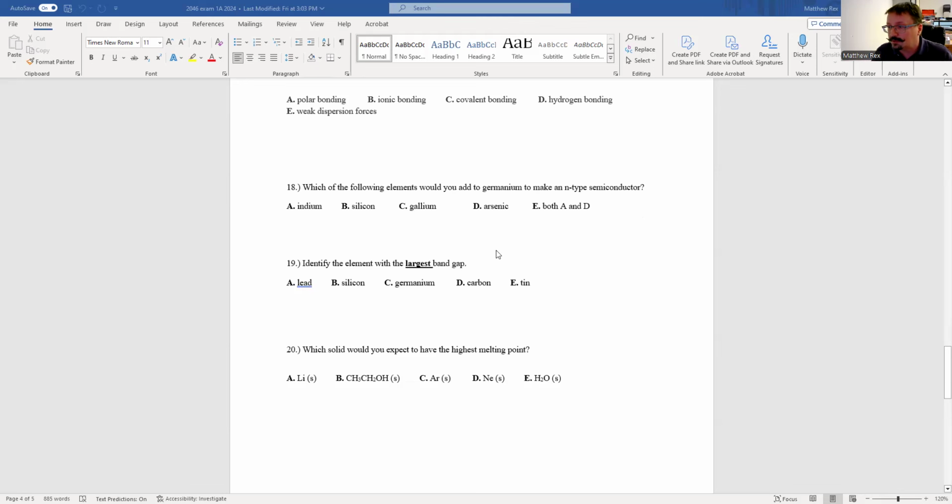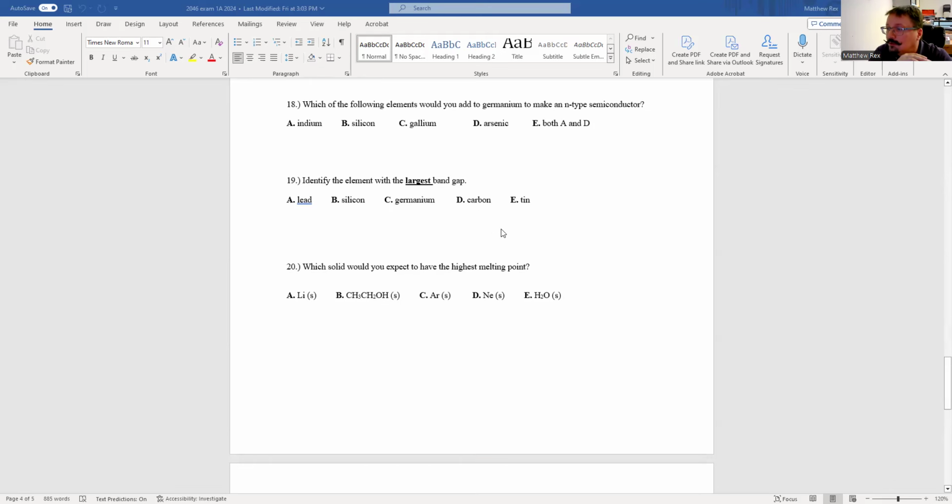Identify the element with the largest band gap, so the biggest space between the conductance band and the valence band. Remember, metal should be pretty much no space, so we can throw out lead and tin. Silicon and germanium are semiconductors, so we will have some band gap there, but carbon is not a semiconductor. It's a full-fledged non-metal, so it should have the largest band gap.